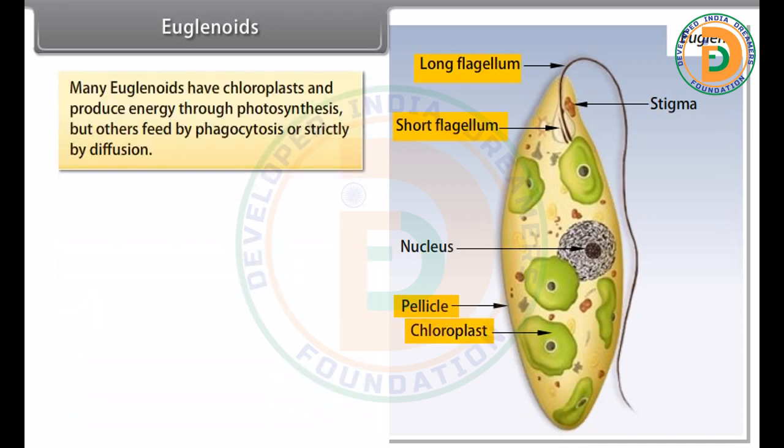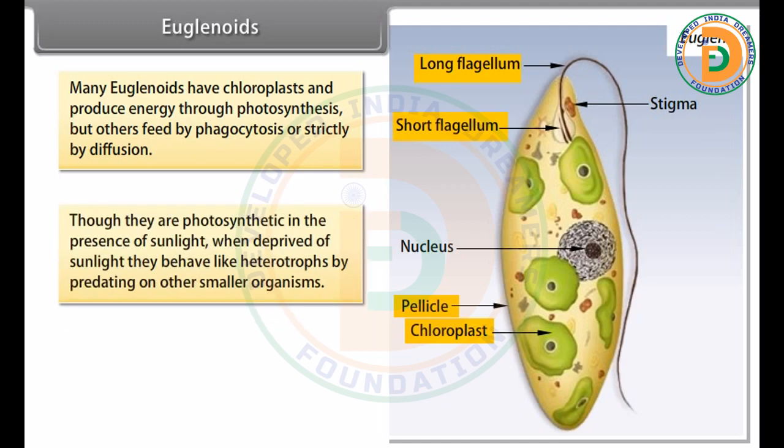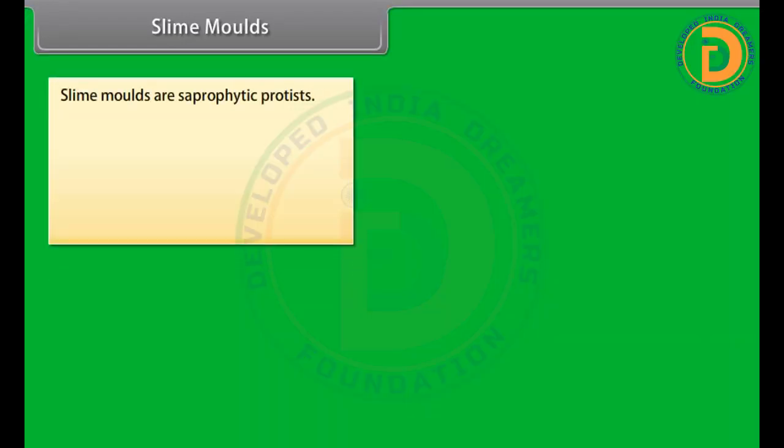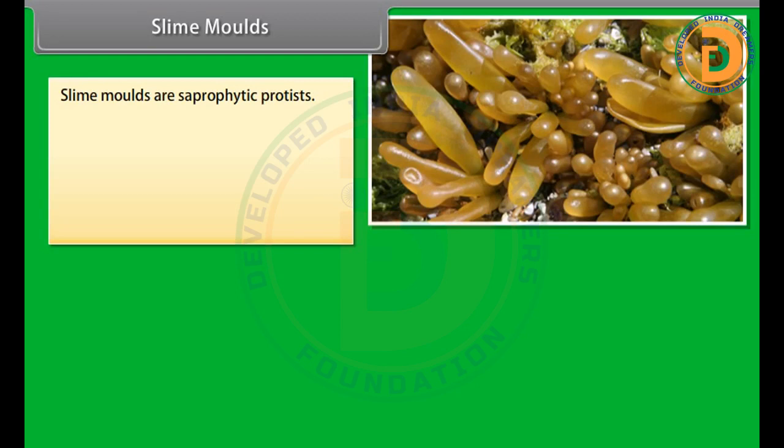Many euglenoids have chloroplasts and produce energy through photosynthesis, but others feed by phagocytosis or strictly by diffusion. Though they are photosynthetic in the presence of sunlight, when deprived of sunlight, they behave like heterotrophs by predating on other smaller organisms. Interestingly, the pigments of euglenoids are identical to those present in higher plants. Example, Euglena.